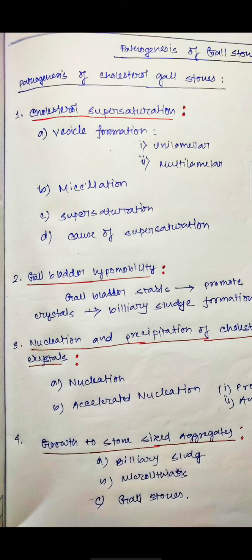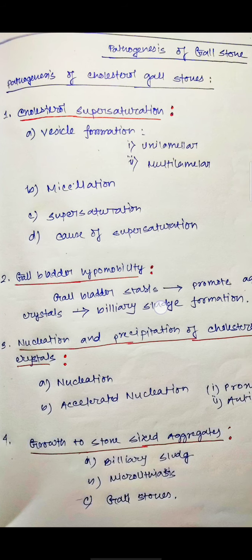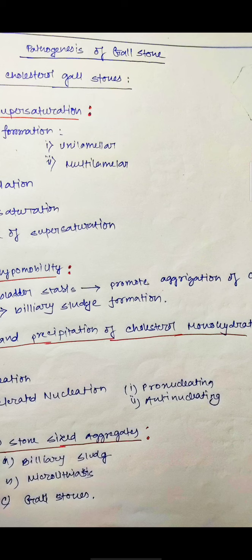So this nucleation is a crucial step for the formation of the gallstone. Now there is sometimes accelerated nucleation. Okay, the speed of nucleation increases. It may be possible because of either an increase in pro-nucleating factors or a deficiency of anti-nucleating factors.